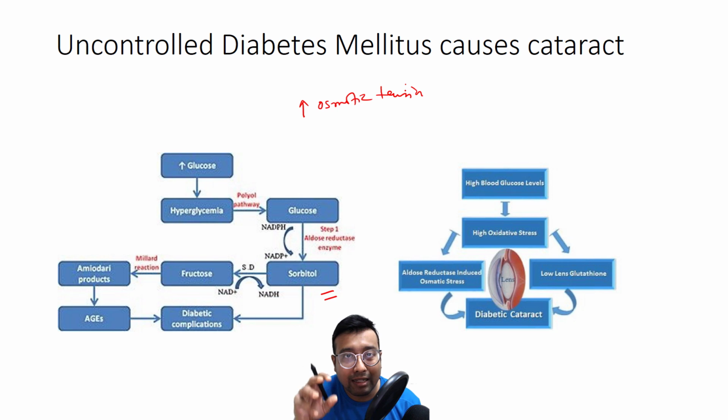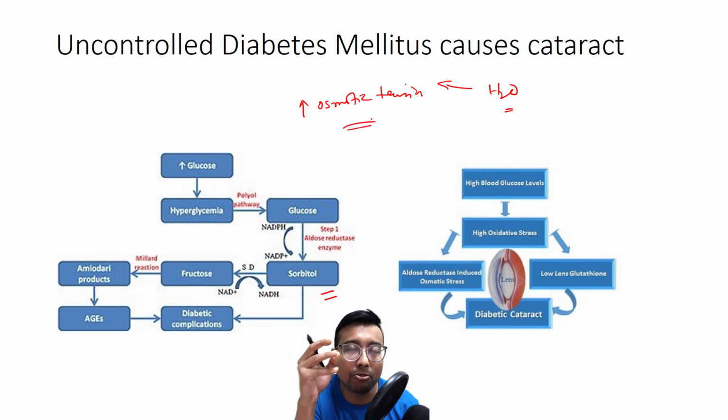So increased sorbitol inside the lens, increased osmotic tension, that leads to attraction of water molecules inside the lens. So increased osmotic tension inside the lens, and it attracts water. What happens due to that? The refractive index of the lens changes. It becomes opaque and hazy, and that leads to cataract formation.